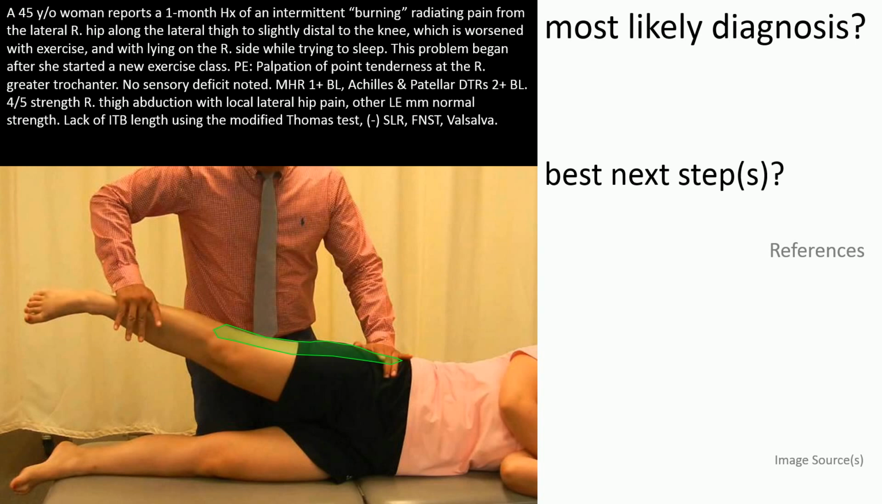On physical exam, there's point tenderness at the right greater trochanter. There's no sensory deficit. The medial hamstring reflex is graded 1 on both sides. The Achilles and patellar reflexes are 2. There's grade 4 out of 5 strength of the right thigh abduction, which also causes local lateral hip pain on the right side. The other lower extremity muscles are normal strength. There's a lack of iliotibial band length using the modified Thomas test. Straight leg raise, femoral nerve stretch test, and Valsalva's test are all negative.